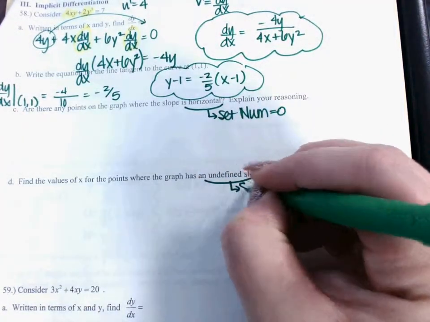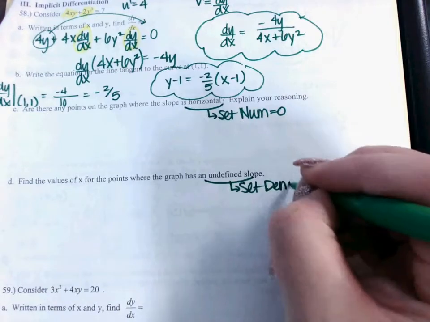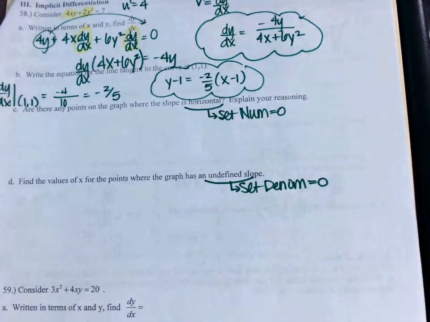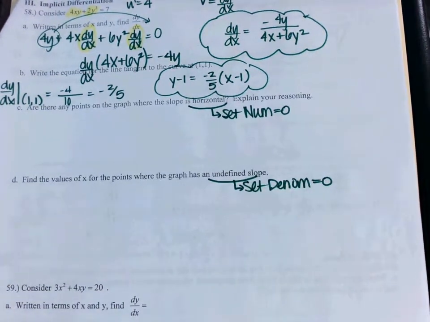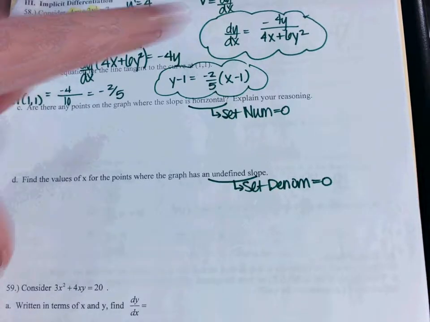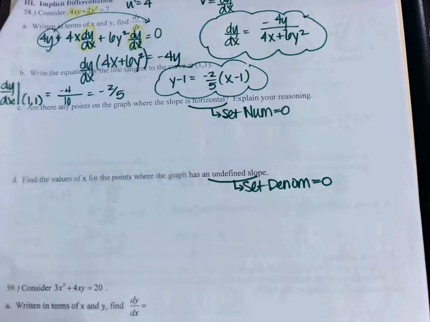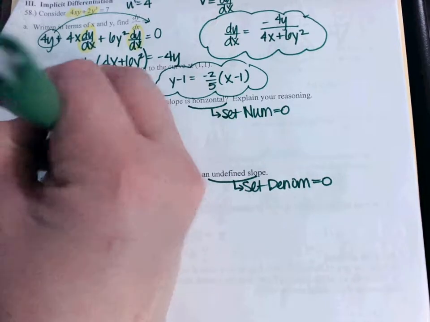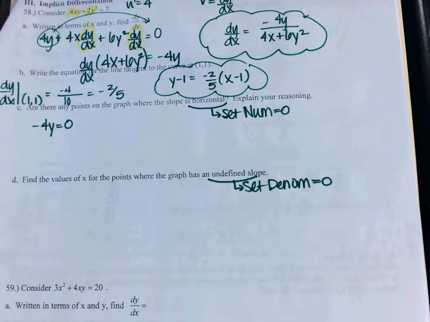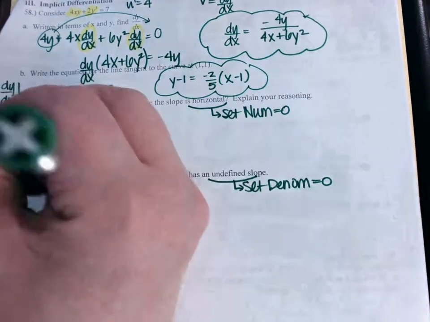The denominator. Very good. Okay, and that is on your cheat sheet that you get to use on your exam, but hopefully you remember it too. So let's set the top equal to 0 first. Negative 4y equals 0. Well, then divide by negative 4 on both sides. What is y?